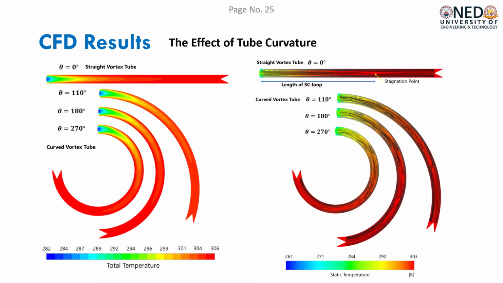For better visualization, total temperature contour plots and velocity streamlines superimposed on static temperature contours are formed at cold mass fraction of 0.3, where a slight difference can be noticed for high curvature angles. The separation region is reduced compared to the straight vortex tube. However, there is a constant number of vortices formed in the multi-circulation region.